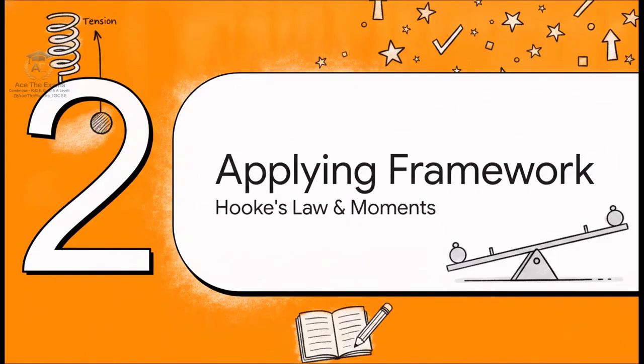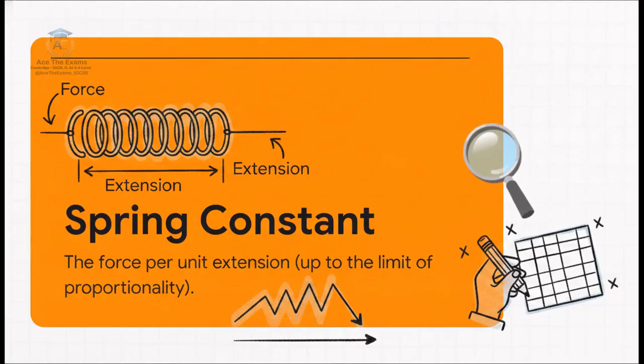Moving on to Section 2, applying the framework, specifically to Hooke's law and center of gravity. Right, let's quickly anchor the core concept here. The spring constant is defined as the force per unit extension, but crucially, and you can't forget this part, only up to the limit of proportionality. That definition right there is your starting point.